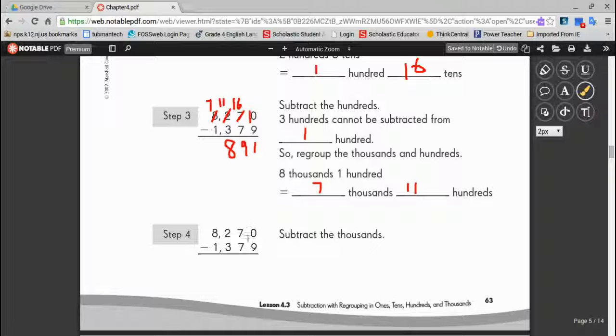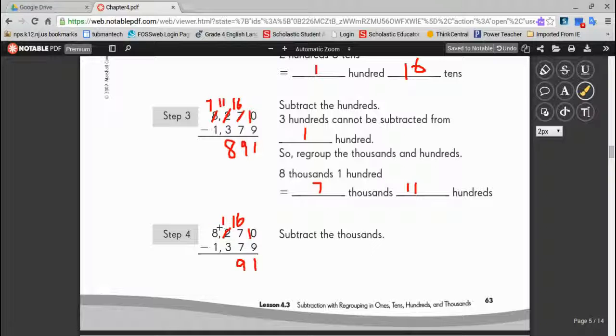So again, we're going to do the whole thing over again. Subtracting the ones. Can't do 0 minus 9. Regroup from the tens. Take 1 away. Add the 10 here. 10 minus 9 is 1. Again, can't subtract 6 minus 7. Take from the hundreds, take 1 away. So if I take 1 away, that becomes a 1. And add the 10 over there, because 100 is 10 tens. So 16 minus 7 is 9. Okay? Now let's keep going.